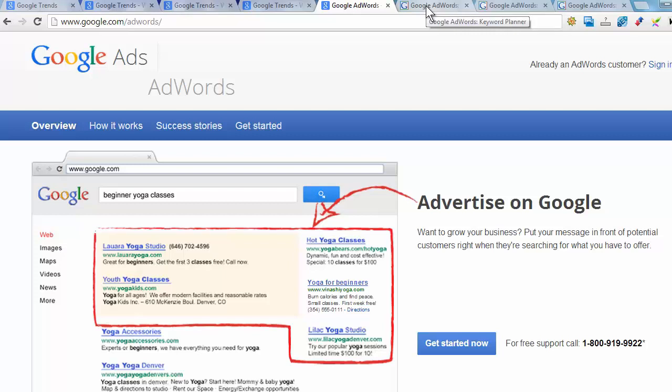But before I go on, let me tell you that Google AdWords is a really important tool that we are going to learn more about later. That's an essential tool for internet advertising. So we're gonna learn much more about Google AdWords later.